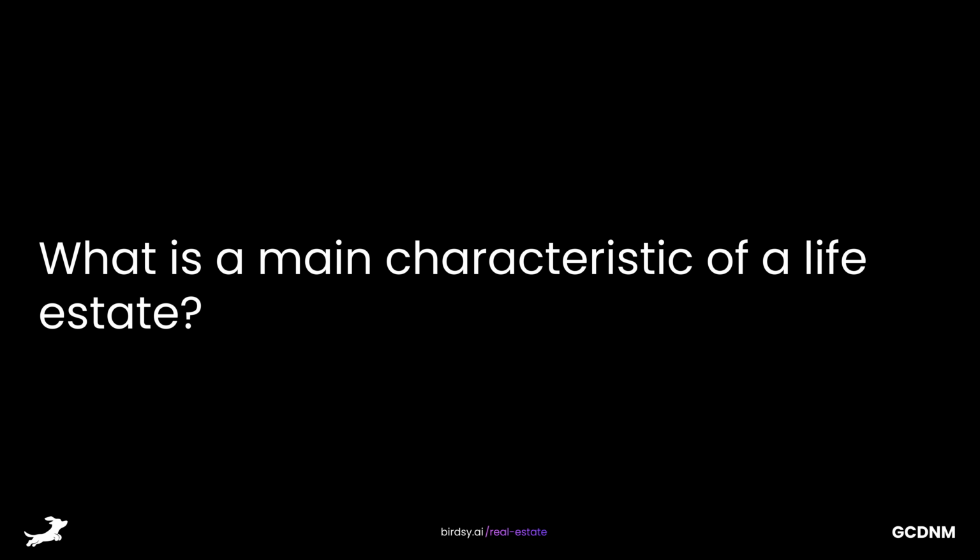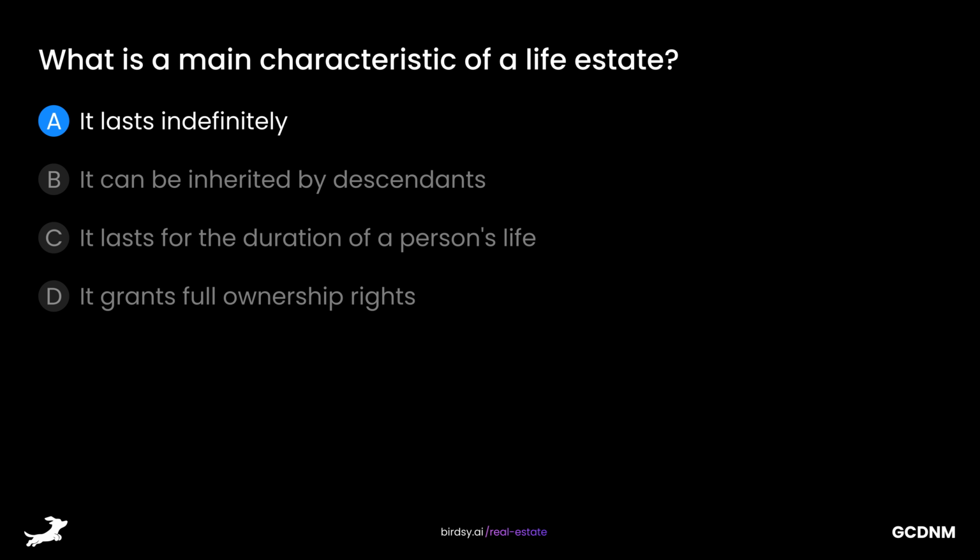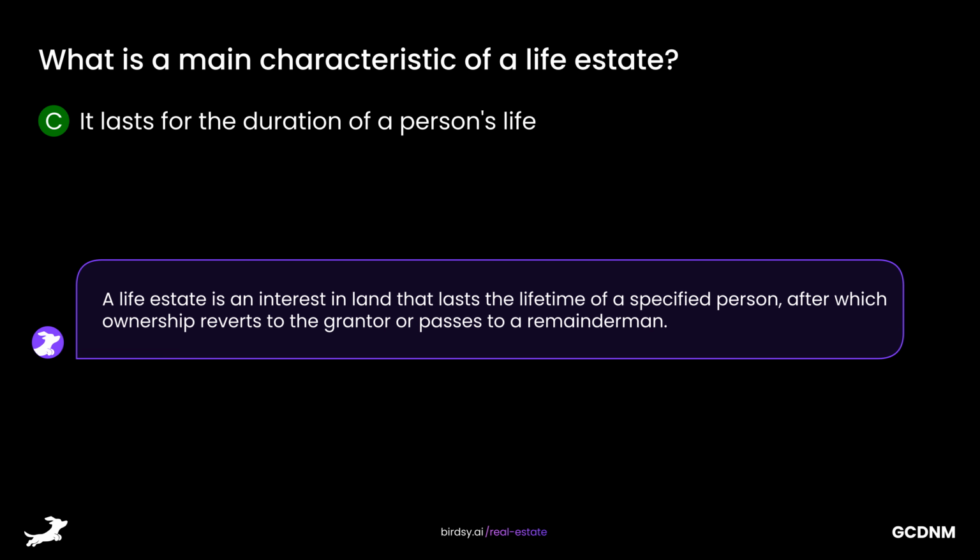What is a main characteristic of a life estate? Is it A, it lasts indefinitely, B, it can be inherited by descendants, C, it lasts for the duration of a person's life, or D, it grants full ownership rights? The answer is C, it lasts for the duration of a person's life. A life estate is an interest in land that lasts the lifetime of a specified person, after which ownership reverts to the grantor or passes to a remainderman.